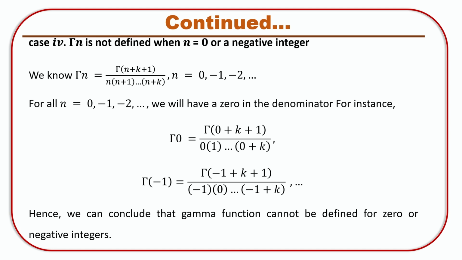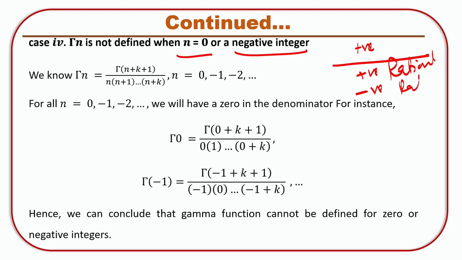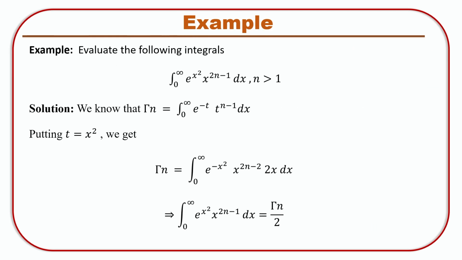Similarly, can we define the gamma function when n equals 0 or a negative integer? The answer is no. So, we have a gamma function for positive integers, for positive rational numbers, and negative rational numbers, but we cannot evaluate it for n equal to 0 or negative integers. So, these are some of the examples.